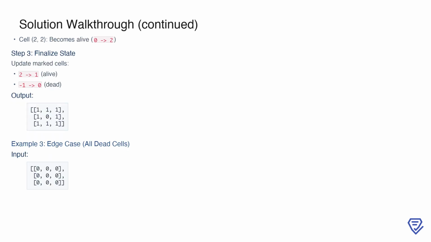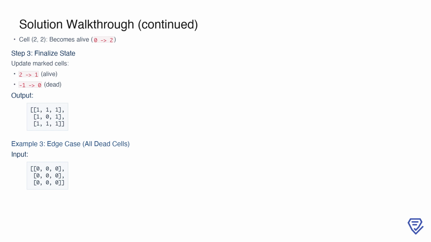To finalize the state of the 3x3 board, we update all marked cells. Any cell marked as 2 becomes alive, so we convert those to 1. Similarly, any cell marked as -1 becomes dead, so it is updated to 0. After this step, the board transforms into a state where the outer edges are all alive, while the center cell is dead. This results in a balanced configuration where no further overpopulation or underpopulation occurs.